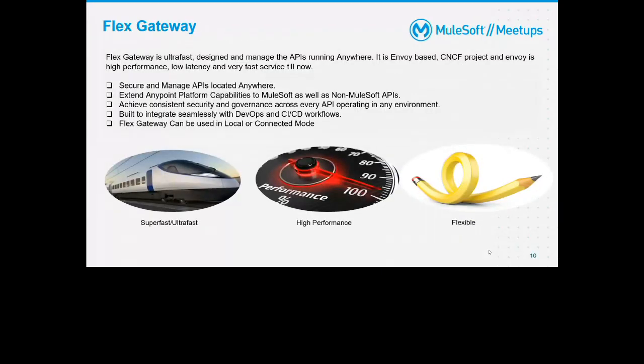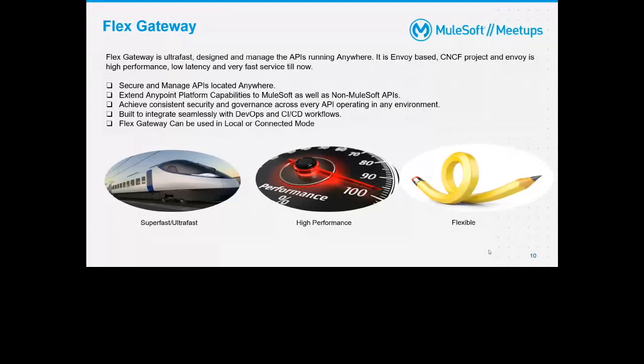Generally, Flex Gateway is Envoy based. Envoy is considered one of the fastest services. So Flex Gateway is completely Envoy based. It's ultra fast, high performance, and flexible. That is why the name is Flex Gateway, because it's flexible. When I say flexible, what does this mean? It's technology agnostic. It can adapt to any kind of architecture. It doesn't matter what kind of transaction load is coming on your API and where your API is located.